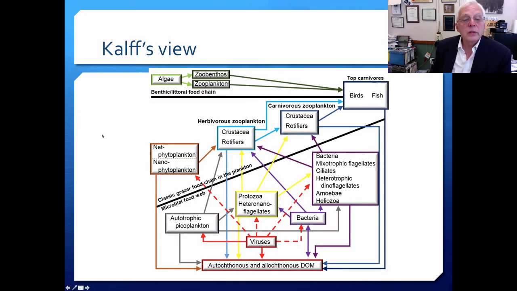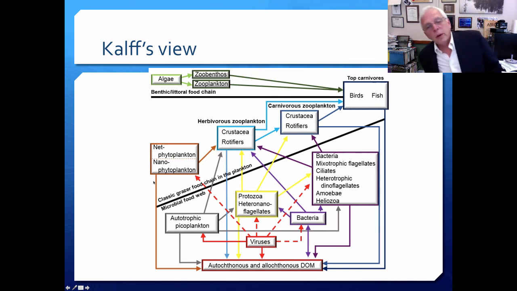Here's the way Kalff looks at this. This is a redrawn picture from the new edition of the Kalff Limnology book. He draws a line across here saying this up here is a classic grazer food chain in the plankton. This is what we used to believe. Same picture I showed you in the previous. And what we have here is various kinds of phytoplankton eaten by crustacea and rotifers.